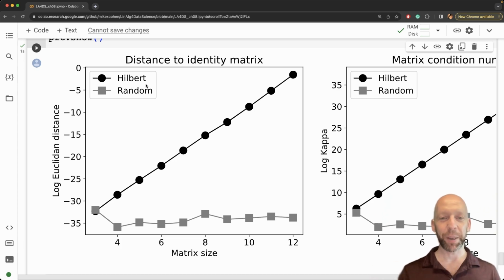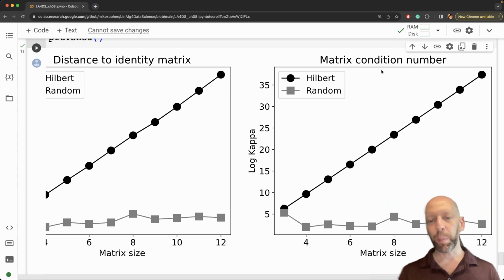Okay, and then this is a complementary plot. This is showing the condition number. Again, it's the log of the condition number. This should be pretty stable. There's no value that it needs to take on for the random numbers, but they should be relatively small, indicating a stable matrix. And you can see as well, the Hilbert matrix is just growing.